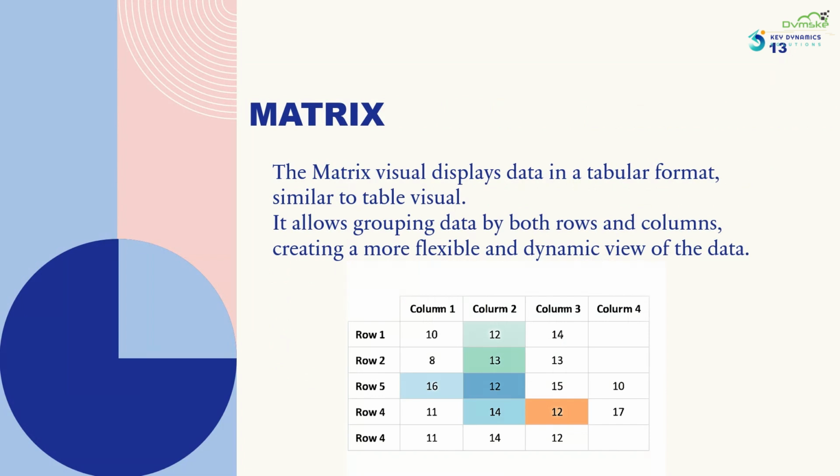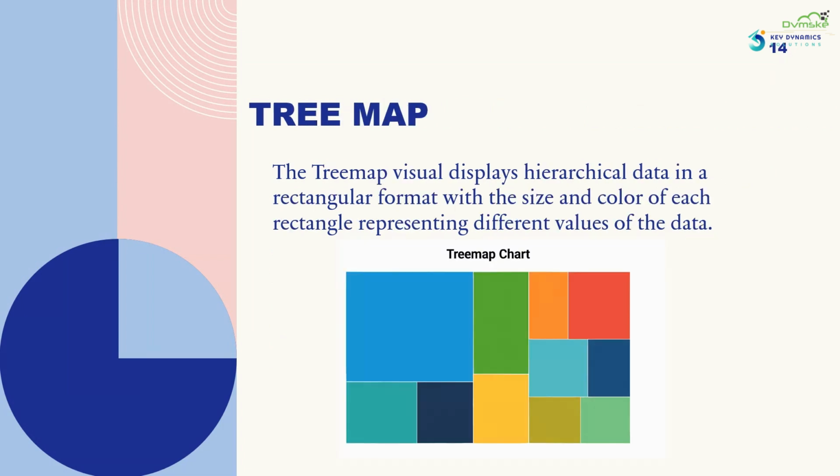Matrix is similar to a table, but it allows grouping by rows and columns. The tree map is a visual which shows data in rectangles where size and color represent values.